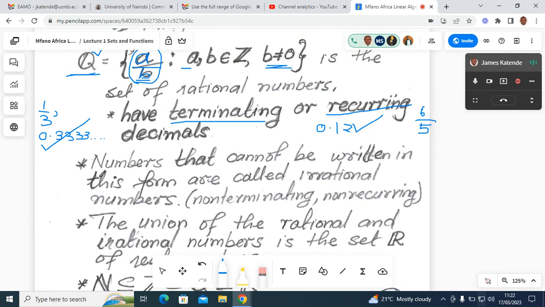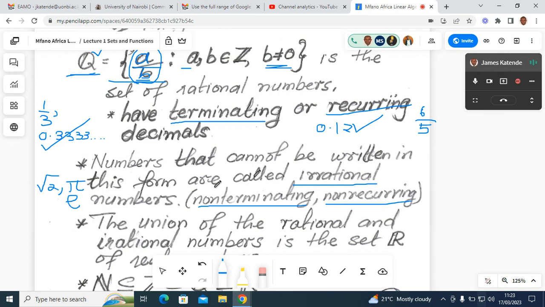So then the other set of numbers that we will consider are the irrational numbers. These are the numbers that cannot be written as a quotient of two integers. Examples are numbers like the square root of 2, numbers like pi, numbers like Euler's constant e, and so on. They cannot be written as the quotient of two integers. And if you write them as decimals, the decimals do not recur and they do not terminate.